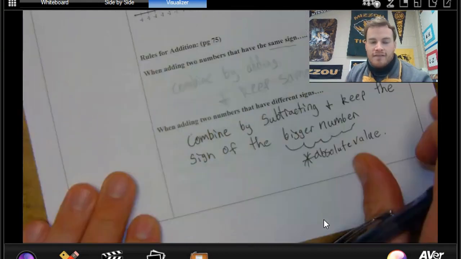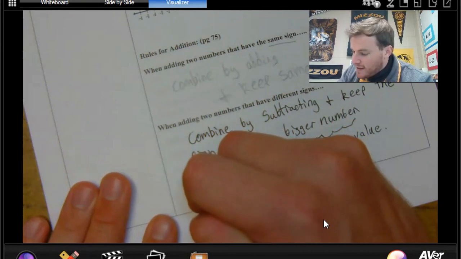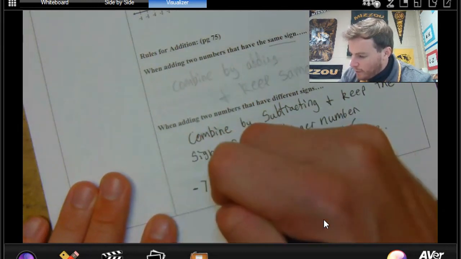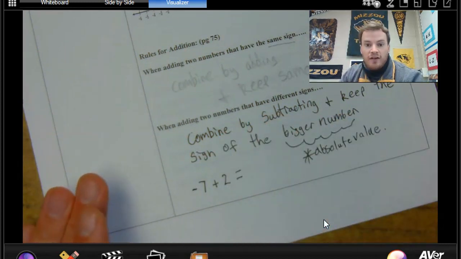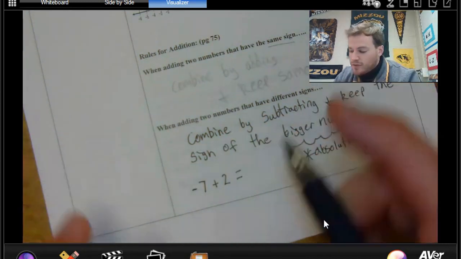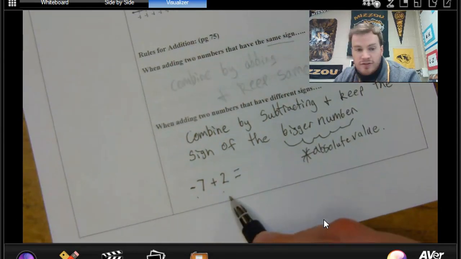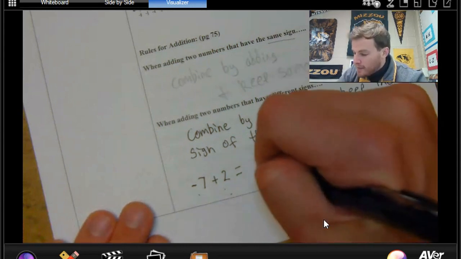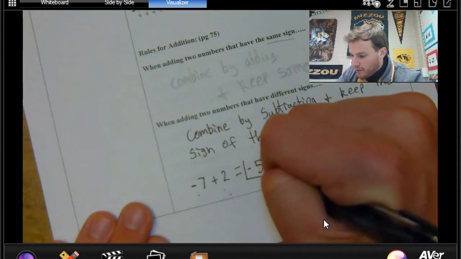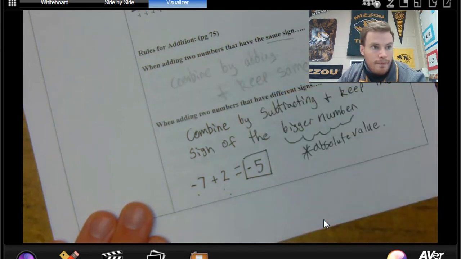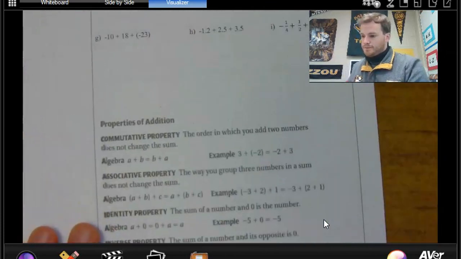If I have -7 plus 2, we take the absolute value of both of them because they're different signs. You have a negative and you have a positive. What's 7 minus 2? It's 5. But since the larger number is negative, I place a negative sign out front. That makes sense? Let's move on to the next page.